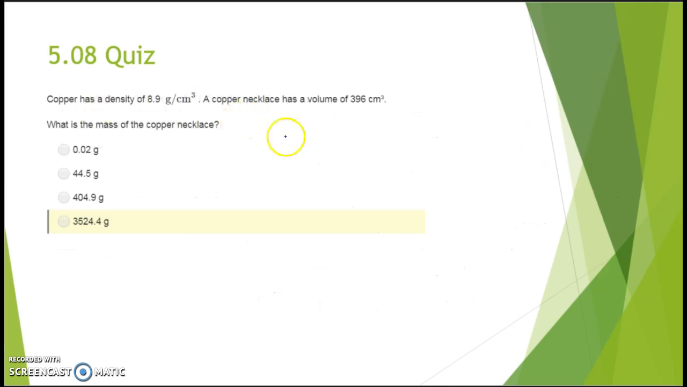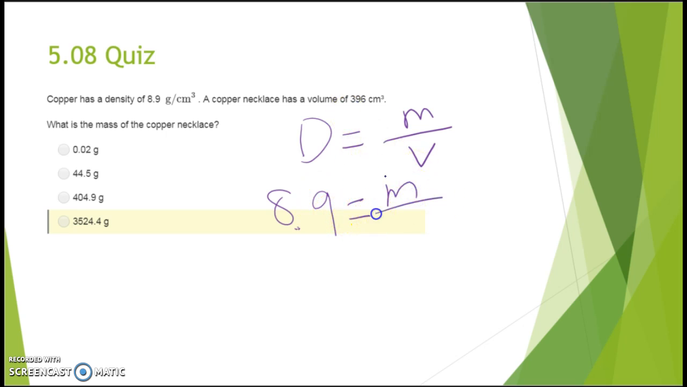The next one says copper has a density of 8.9 grams per centimeter cubed. A copper necklace has a volume of 396 cubic centimeters. What is the mass of the copper necklace? So remember, density is equal to mass divided by volume. So density is 8.9. We're just plugging in what we know, solving for what we don't. Mass is what we don't know.